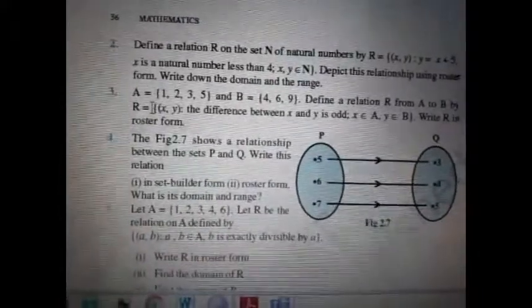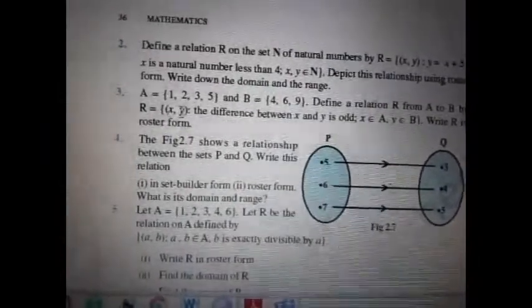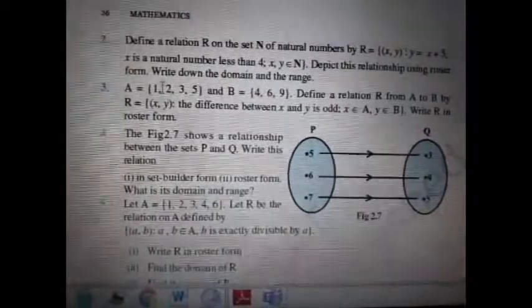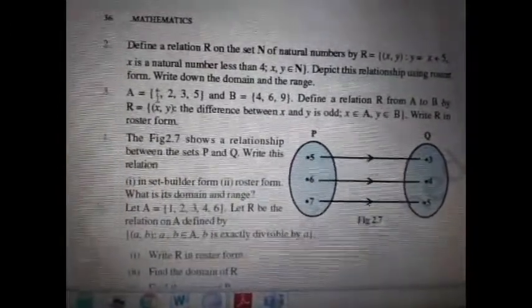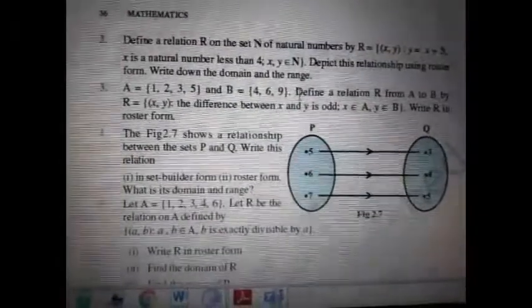This I am leaving it to you, you are going to do it, but understand the question. The relation defined here is the difference between x and y is odd. So what you have to do, choose one element from A and choose an element from B and check the difference is odd or even.